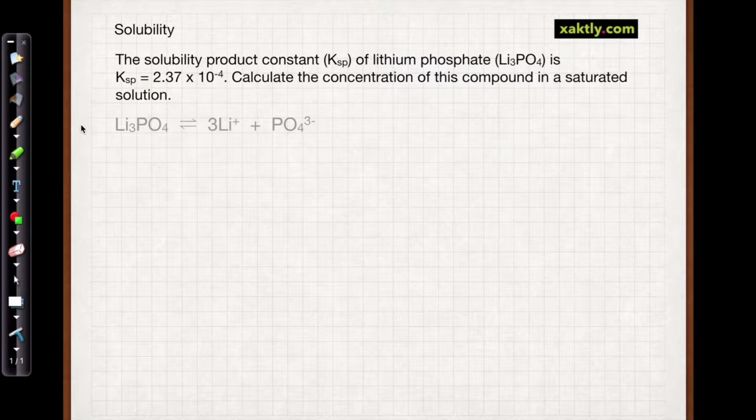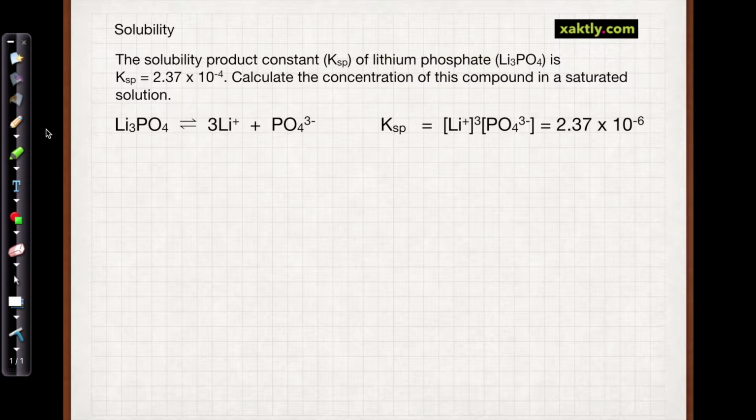Here's another example of finding out how much of a salt we can dissolve in a solution given its KSP. And this one is a little bit more complicated than the first example, only in that the salt breaks into more moles of ions. So the first thing we always want to do is write out the dissolution, or the dissolving equation, and then write out the KSP.